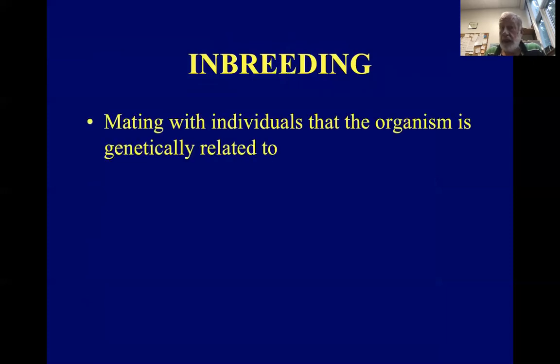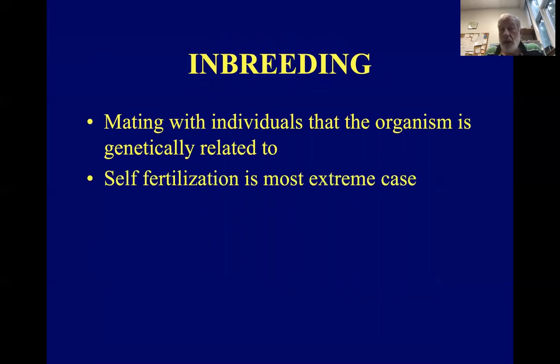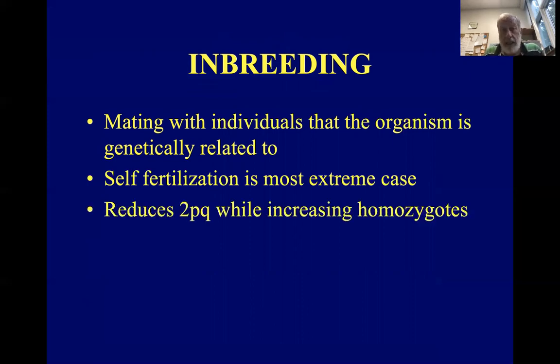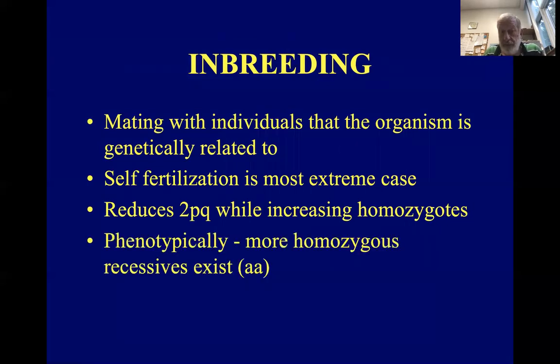Now on to inbreeding. I'm sure we all realize that that is mating with individuals that the organism is genetically related to, mating with your kin, in other words. The most extreme case, of course, would be self-fertilization, which plants and some invertebrates can do. It reduces heterozygotes while increasing homozygotes. And so phenotypically, more homozygous recessive little a individuals exist, and they can then be selected against.